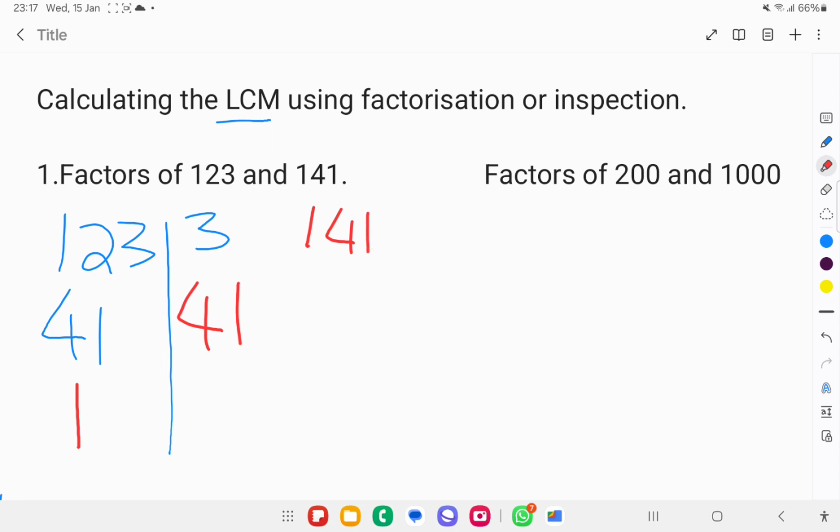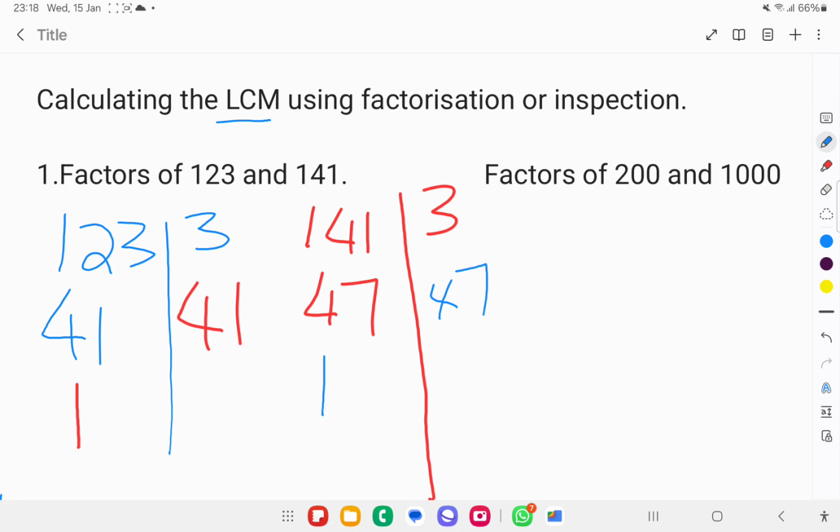The lowest prime factor that can divide into 141 is 3. So 3 goes into 141 47 times. Now when I'm looking at 47, it's a prime number and it's a prime factor of 141. It's the lowest prime factor. So 47 divided by 47 will give me 1.